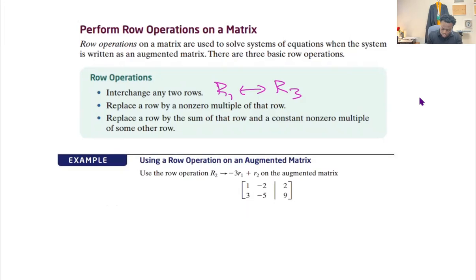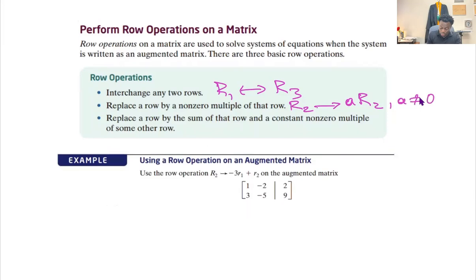And another operation you can do is that you can replace a row by itself times a number that's not 0. Say I'm gonna replace row 2 by A times row 2, A being a number. You can replace the row by A times itself, where A is not zero. A cannot be zero.